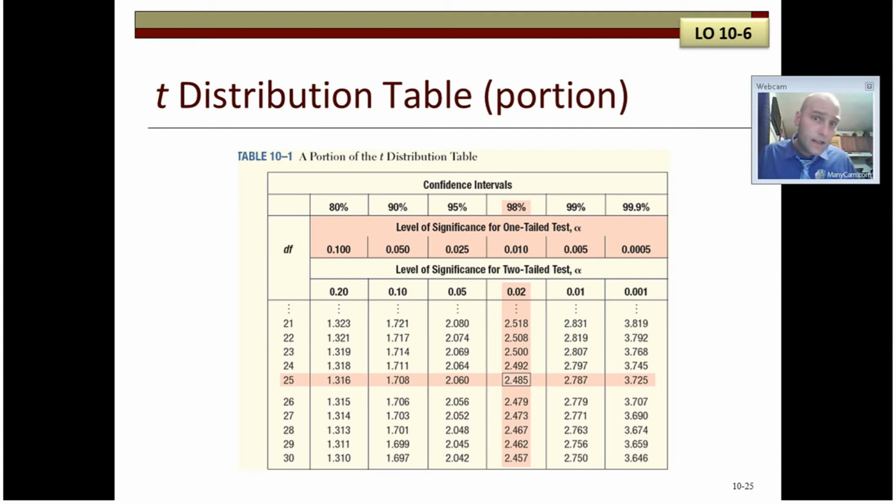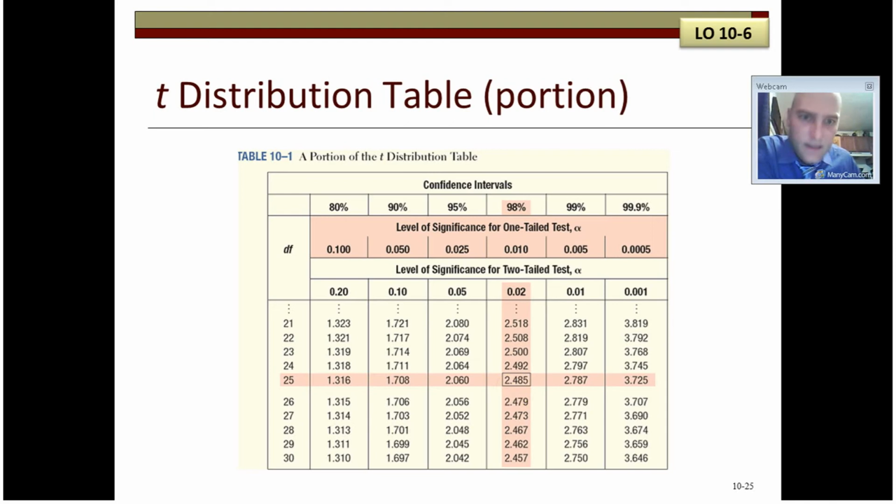3 pieces: alpha, tails, and degrees of freedom. How do we use the t-table? Well, we go to the header row here. We've got 3: one for confidence intervals, which we've discussed earlier, level of significance for a one-tailed test, and level of significance for a two-tailed test. I know it's a one-tailed test with an alpha level of 0.01. So in the header row that says one-tailed test, I go to my alpha level of 0.01. This is the column that I'll be using exclusively. Third, degrees of freedom is 25. We calculated that. Where those two things intersect is 2.485, and that's our critical value.